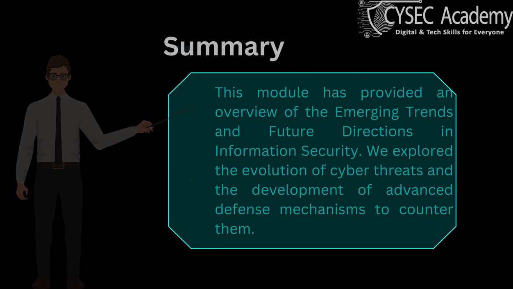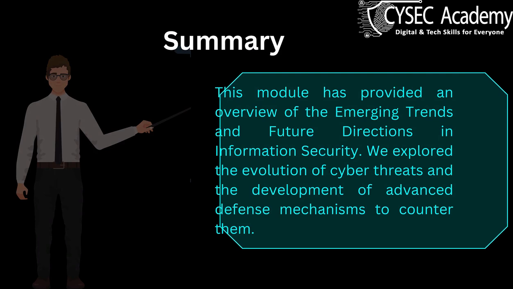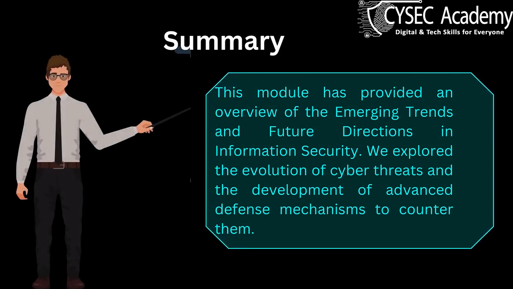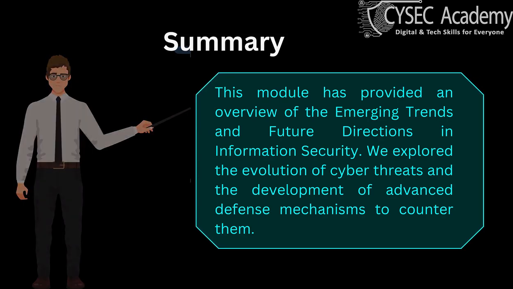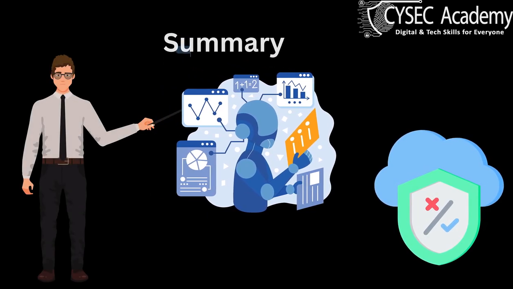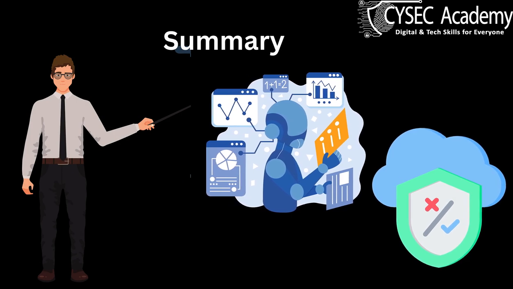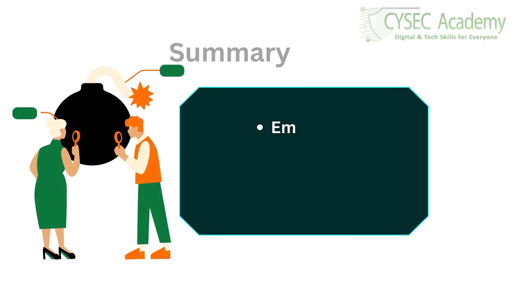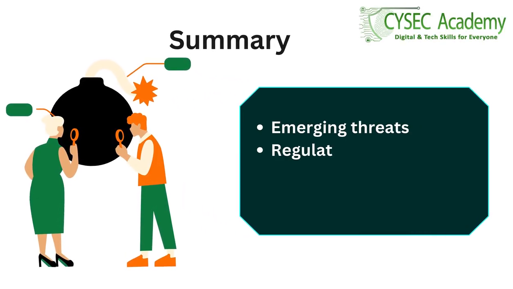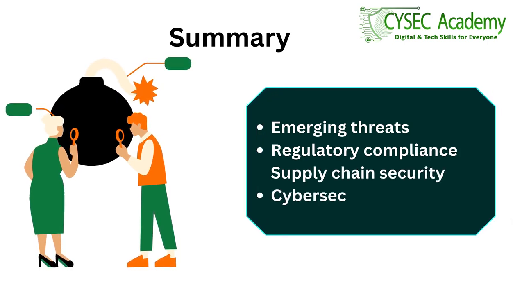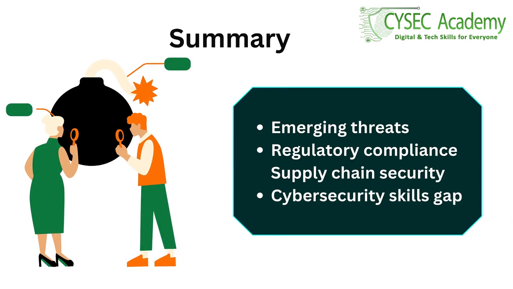In summary, this module has provided an overview of the emerging trends and future directions in information security. We explored the evolution of cyber threats and the development of advanced defense mechanisms to counter them. We discussed the growing role of artificial intelligence and machine learning in enhancing security and the rise of zero-trust security models as a new approach to safeguarding information assets. Finally, we examined the future challenges that will shape the field of information security management, including emerging threats, regulatory compliance, supply chain security, and the cybersecurity skills gap.